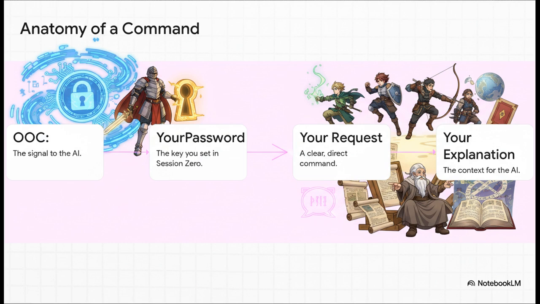Step 3 is your request. Be clear, be direct, like create a new character. And then the last part, which is really important, a quick explanation of why. This gives the AI the context it needs to make your change feel natural and not just random.